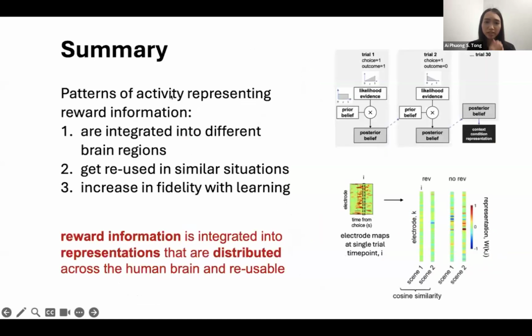And so in summary, we found that patterns of activity that represent reward information are integrated into multiple brain regions, get reused in similar situations, and strengthened with learning. And what this suggests is reward is integrated into how we represent the world, and these representations form across various parts of the human brain, and they are reusable.